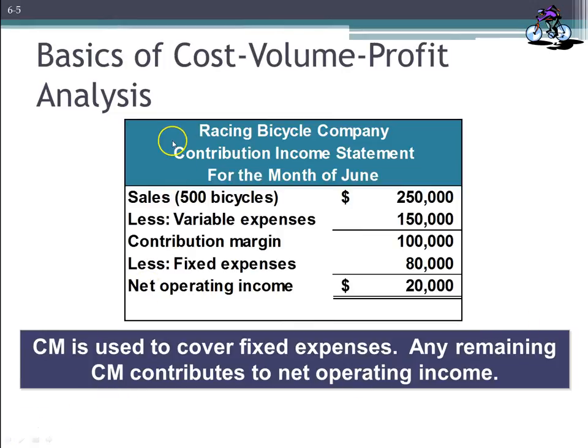And by the way, the example you're looking at here, Racing Bicycle Company, is page 2 of the handouts that I've given to you, so a good idea to have those out. But again, that's just the basic information from the month of June, and you'll also see there's a couple other columns in the handout, and we'll review what those are in just a bit.